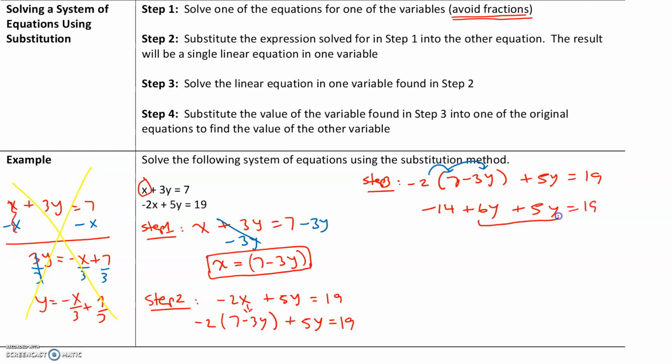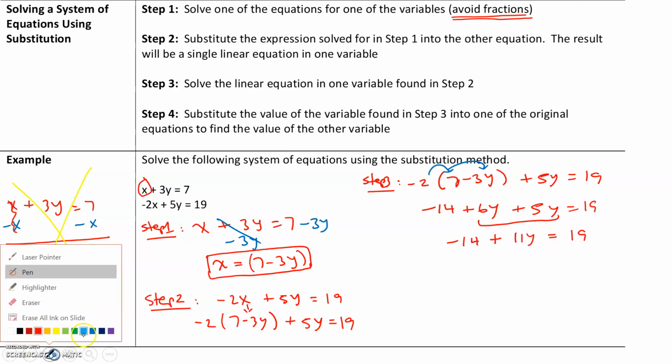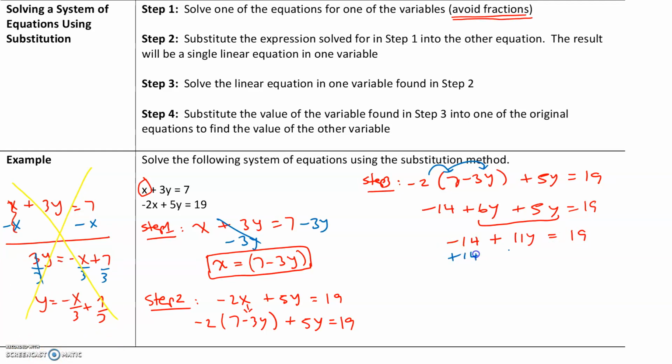Then I combine my like terms. So I have negative 14 plus 11y equals 19. And then I add 14 to each side. So this gives me 11y equals 33. And then I divide both sides by 11, and I end up with y equals 3.